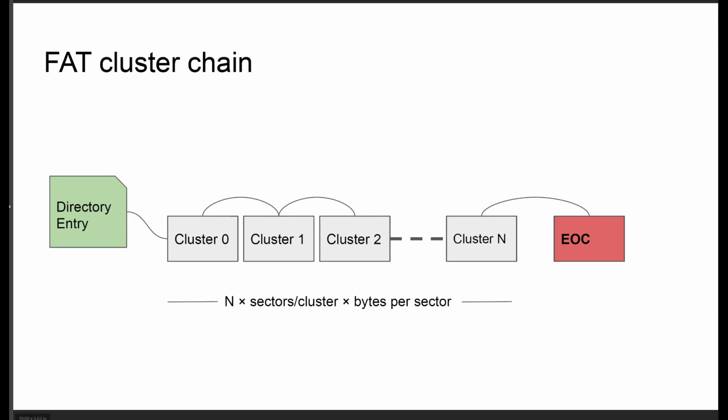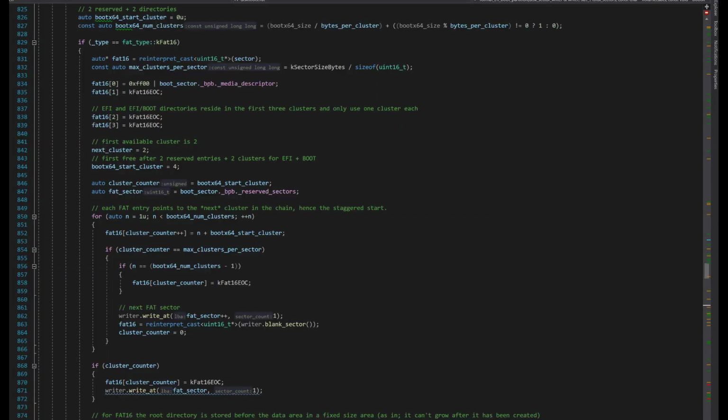In our case, these clusters are only one long, so they immediately point to the end of cluster chain marker, and so do the Efi and boot ones. So basically, the directories I'm creating are all contained in one cluster each, including the root directory, because I know I don't need more than that, and it's plenty. And besides, I'm not growing it, so it's all good. And so I just mark them up here. I'm just punching into the FAT that these are the ends of the two directories that I know start here.